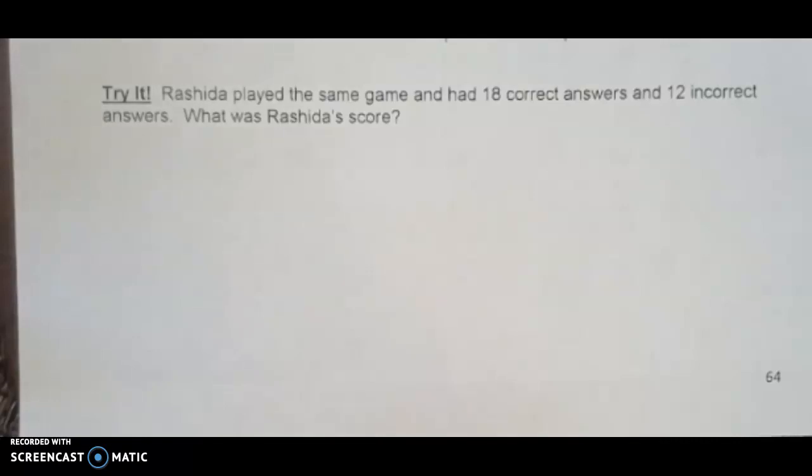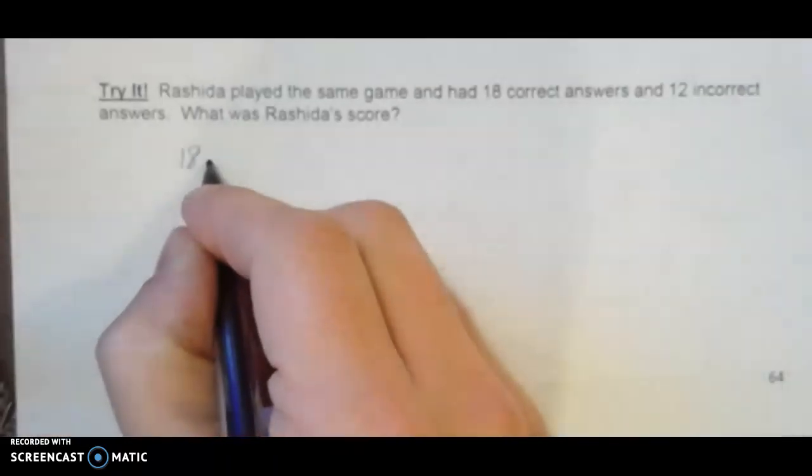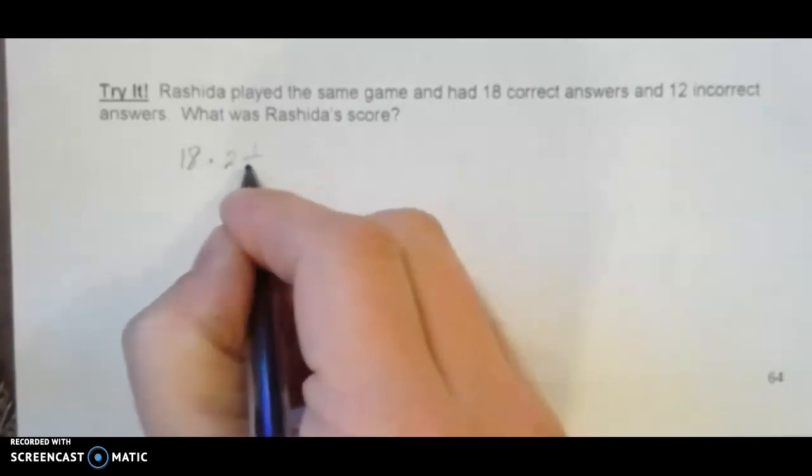In the next problem, we're told that Rashida played the same game and had 18 correct answers and 12 incorrect answers. So we want to know what Rashida's score is. So we're going to set it up just like we did with the last one. She had 18 correct answers. Each correct answer was worth 2 1/4 points. So I'm going to do 18 times 2 1/4.